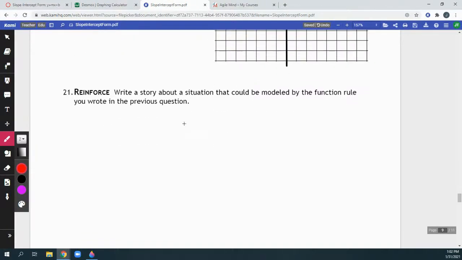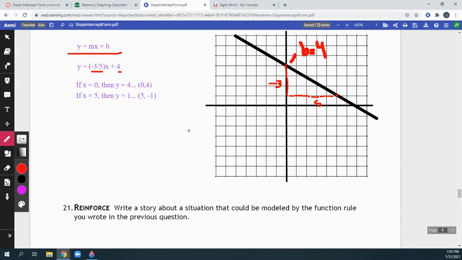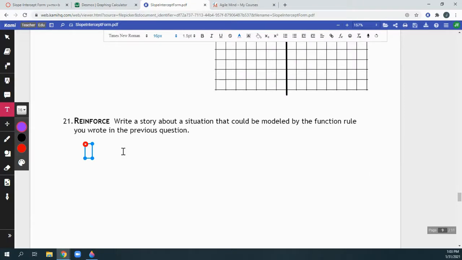Great. Write a story for a situation that can be modeled by the function rule you wrote in the previous step. Okay. Let's see. 3 and 5, I didn't realize I was doing this. Ugh, bummer. Okay, so what's going to happen is he has $4 to start out with. And he is really good at video games, and it takes him 5 hours to use up $3. That's what I'll say. Or she. We'll say she, because girls play video games too.